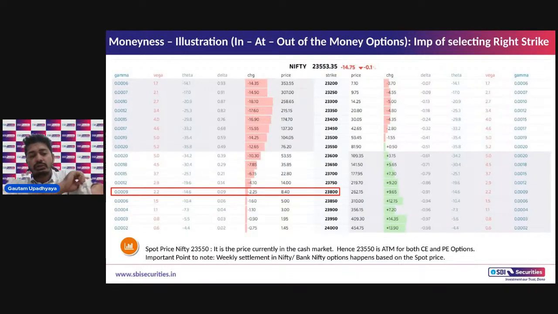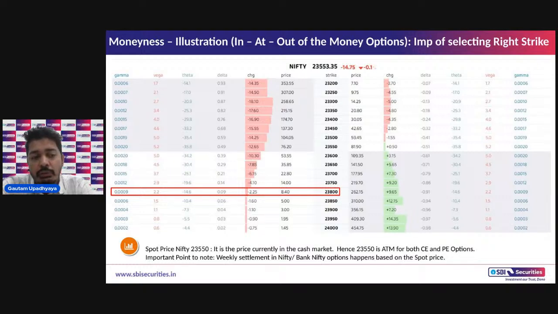So Nifty is currently trading at the 23,550 level. At the time of making this particular presentation, Nifty was trading at 23,550 levels. So 23,550 is known as at the money. There is a reason why it is known as at the money, because that is where the spot price is currently trading. See, strike price could be at the money in terms of future price as well as spot price. These are two different things, spot price and future price. Sometimes the future price could be trading at a premium of about 100 rupees from the spot price.